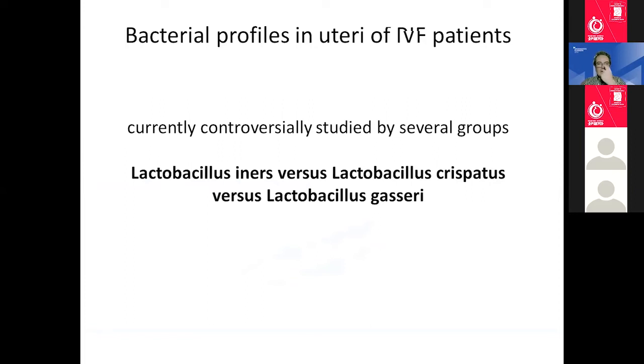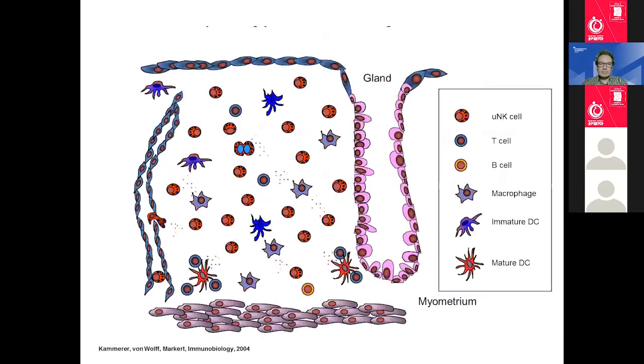So currently there are controversial studies by several groups concerning the influence of the presence of different lactobacilli, Iners, Crispatus, or Gasseri, and others. So their composition seems to influence the flora and the susceptibility for a chronic endometritis.